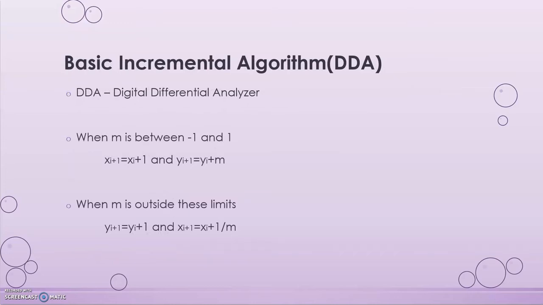DDA means Digital Differential Analyzer. DDA is a mathematical device that solves differential equations by numerical methods. When m is between -1 and 1, that is the slope is between -1 and 1, x_{i+1} is equal to x_i plus 1 and y_{i+1} is equal to y_i plus m, what we have seen now. When m is outside these limits, whether m is greater than 1 or less than -1, y_{i+1} is equal to y_i plus 1 and x_{i+1} is equal to x_i plus 1/m.